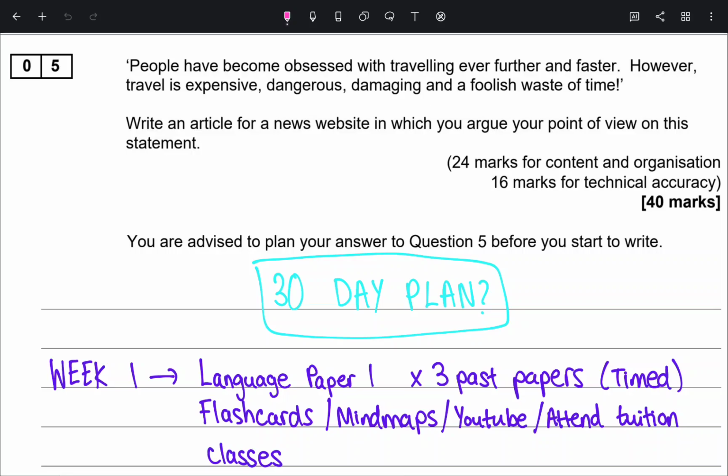That's number 1. Number 2, flashcards. Your key definitions, your key language devices, you can write the definitions and some simple examples for you to remember. Number 3, mind maps for English language paper 1 and mind maps for English language paper 2. That's something simple, but also effective in helping you retain information. Number 4 is YouTube. Actually, doing past papers is 1, flashcards number 2, mind maps number 3, and number 4 is YouTube.